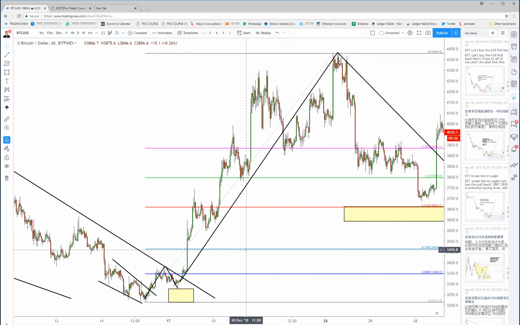So that's the secret of how to become profitable, because we don't care whether this trade is right or wrong. What matters is that when you are right, you make more money. When you are wrong, you lose less money. That's the whole idea that I've been telling you guys.